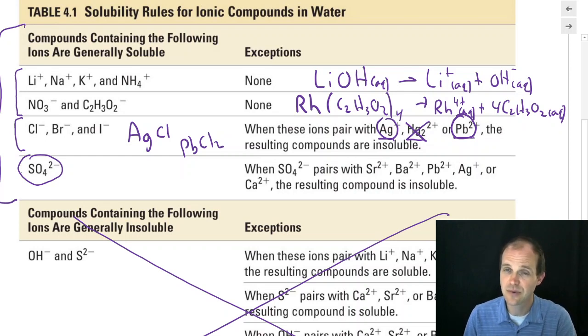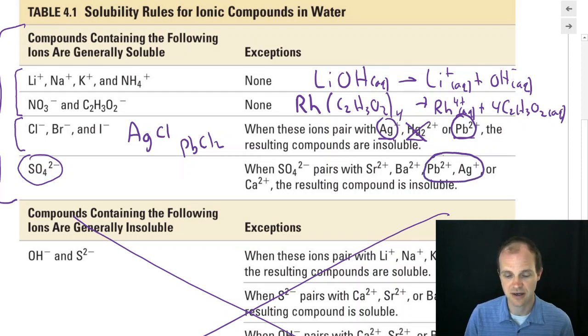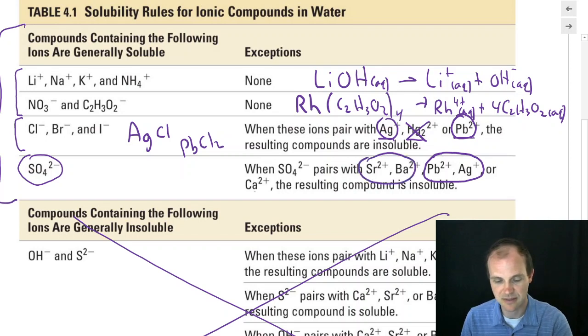The last one to know is the sulfate ion, which again is generally soluble. It does have a few more exceptions. It still has silver and lead, which is what we already know from our chloride, bromide, and iodide, but it also has strontium, barium, and calcium.